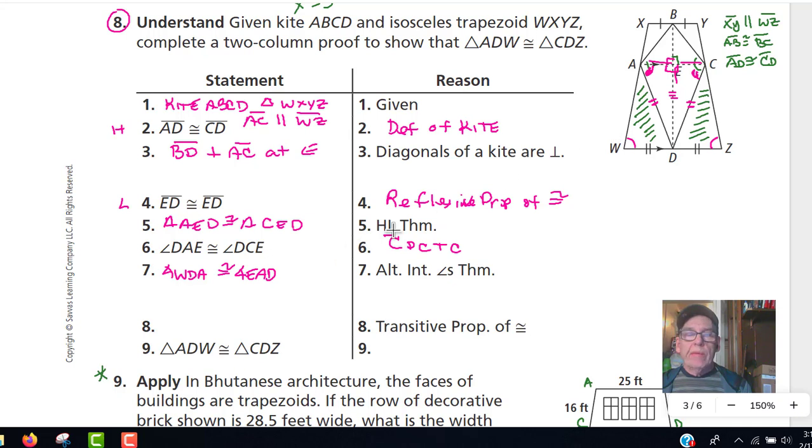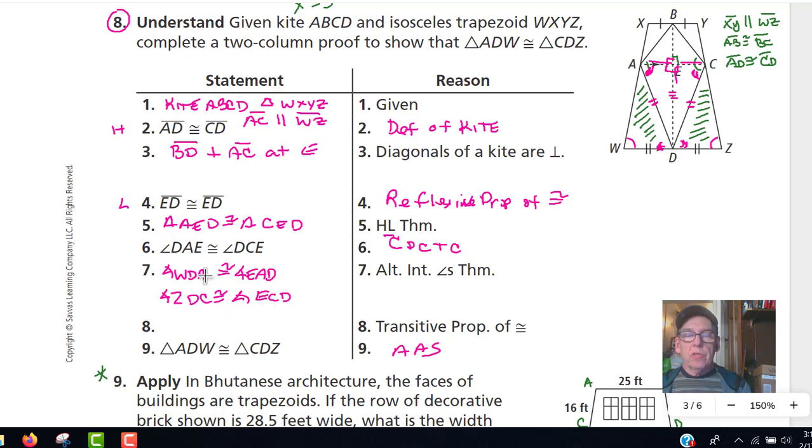and also angle ZDC is congruent to angle, how do I do this one? ECD. Those are alternate interior angles going this way and going this way, because these angles are congruent to each other. So now we have angle, angle, side pattern. So it's going to be angle, angle, side.